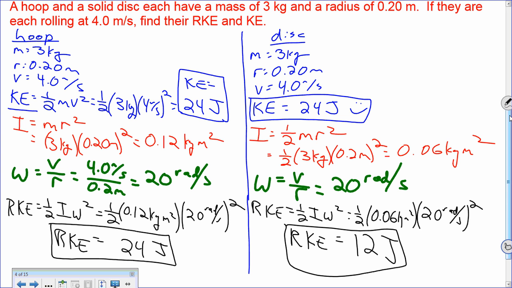Okay. So in this one, notice this I here. I could write this I as 1 times mr squared, right? And notice my rotational kinetic energy is my kinetic energy times 1, right? Over here, my I is 1/2 times mr squared. And my rotational kinetic energy came out to be my kinetic energy times 1/2. All right? Here's kind of the deal with it.